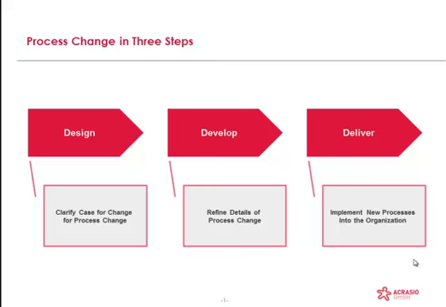There is a design phase where a process change is being defined. In that first stage, it is critical to clarify the case for change. It is important to explain to people why change is required, and also to clarify what kind of process change is required. In the next phase, the development phase, you would talk about refining the details of the process change, clarifying roles and responsibilities, and specifying the critical steps in the new processes.